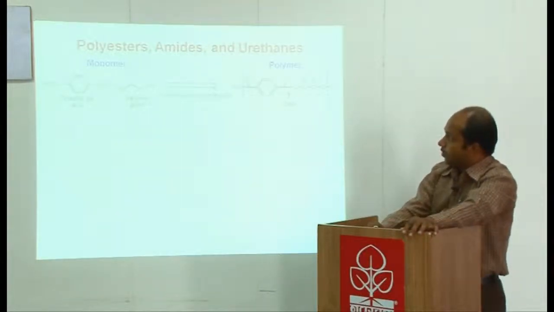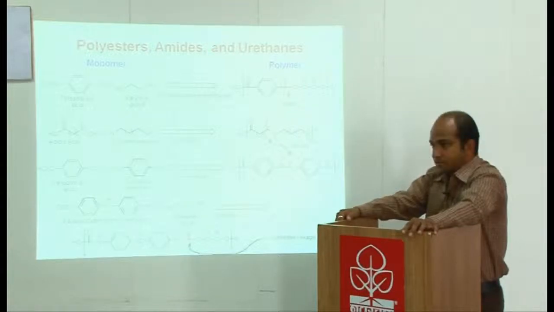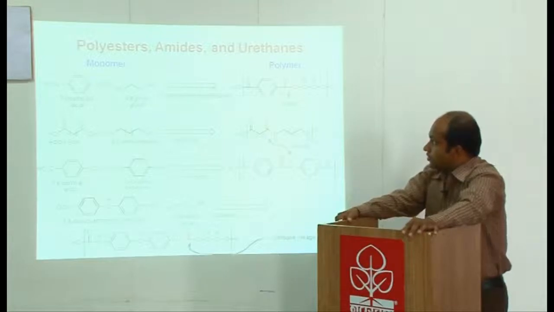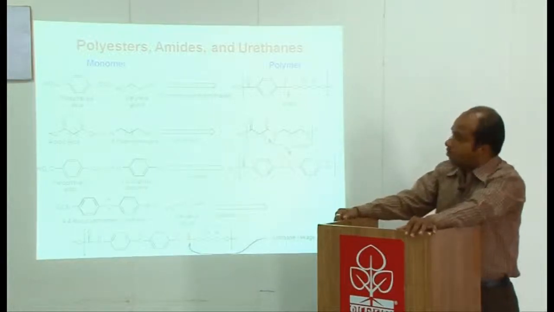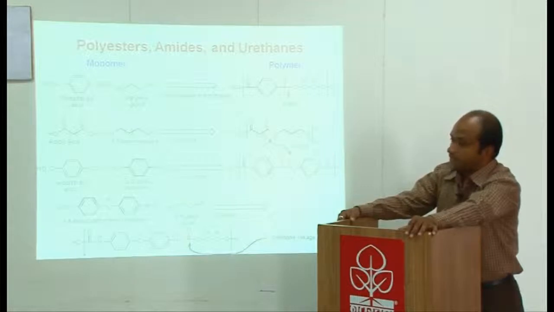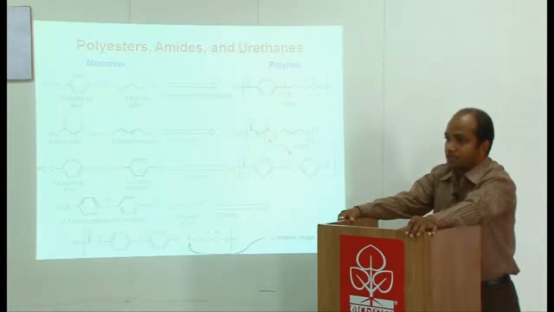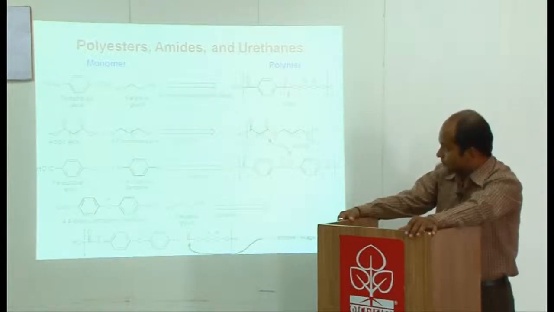Similarly, you can have polyesters, polyamides, also polyaramides, or also known as aramides. A very common example of a polyester, which is quite important as a fabric: the monomer in this case on the left hand side is terephthalic acid. Upon reaction with ethylene glycol, you have formation of polyethylene terephthalate, commonly known as polyester.